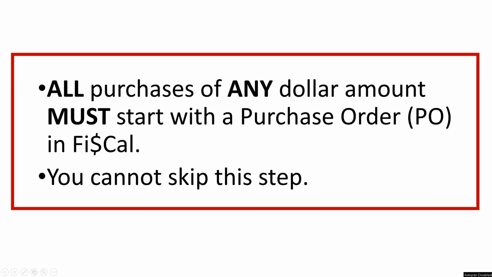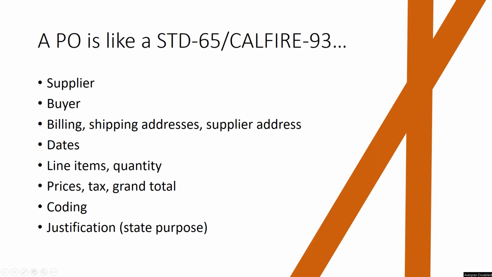All purchases of any dollar amount must begin with the purchase order process. You cannot skip this step. This step is comparable to filling out a standard 65 form before making a purchase. You enter all the data for the purchase, vendor, buyer, address, dates, items, prices, justification, and CalSTARS coding. You check some boxes, cross your T's and dot your I's, and then you get it approved by your chief or other supervisor and go make the purchase.